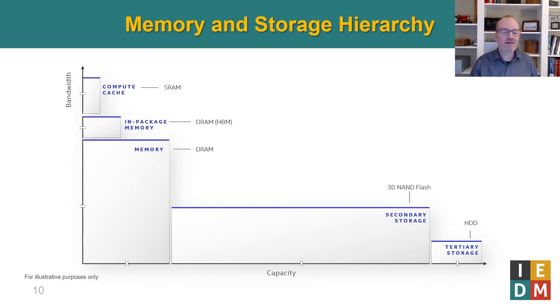At the very top on the left, we have the compute cache. Small but very, very fast. Very low latency, very high bandwidth. We have in-package memory in some cases. Think of an HBM memory sitting directly underneath the compute cache as a very high bandwidth memory resource. And then we have memory itself, DRAM, the main memory of the system, built out of that DRAM technology that I described. And then we have 3D NAND flash as an SSD, providing a huge capacity. And then finally, we may have a tertiary storage made out of a hard disk drive. Many systems still do include that as the lowest cost per bit technology.